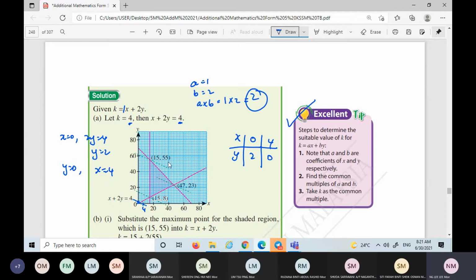If the question asks for maximum, this one will be the maximum. If the question asks for the minimum, this one, because this is the first point it enters the region. So this point will be the minimum. Okay, what is the meaning? We see part B.